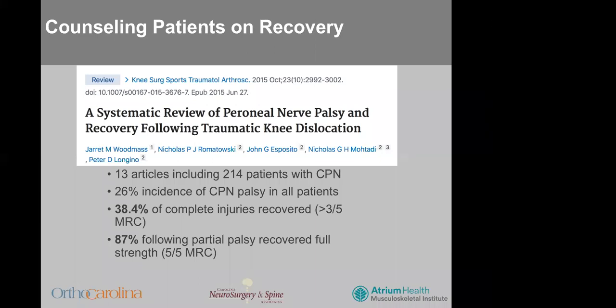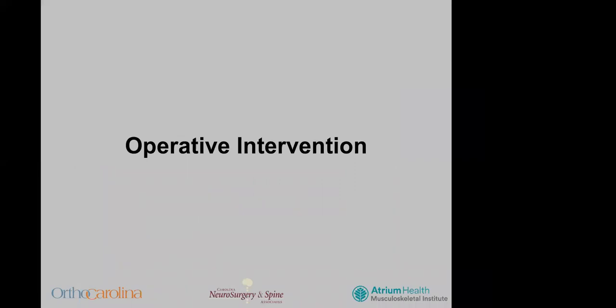They found that nearly 40% of patients with complete injuries ultimately recovered strength greater than 3 out of 5 on final strength testing. Additionally, they found that 87% of those patients who had a partial palsy at initial time of injury recovered full strength. This can be used to encourage patients, especially those with partial injuries, that ultimately, if they wait and utilize their AFO and keep stretched out, then recovery can be seen at final follow-up.